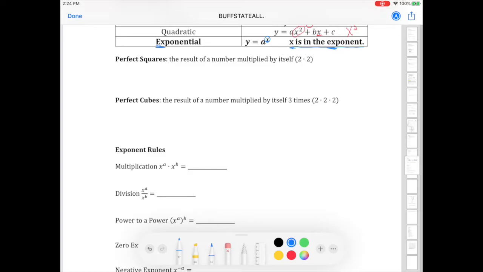Okay, so some background knowledge that will help us while we're working through this is knowing perfect squares, which we did go over with factoring. Remember, perfect squares are the results that you get when you multiply any number by itself. So starting with 1 times 1 is 1, so that means 1 is a perfect square. 2 times 2 is 4, so that means 4 is a perfect square.